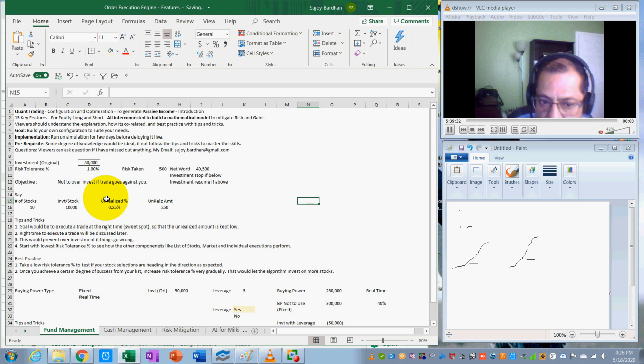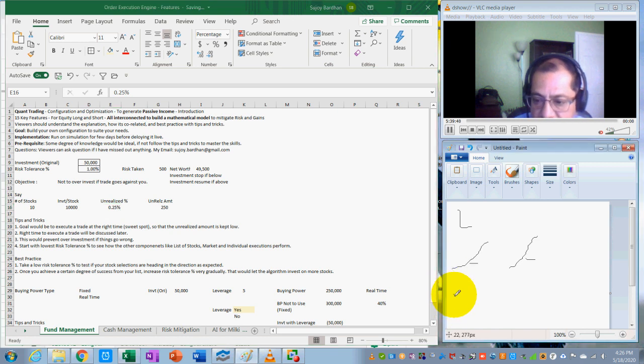So what is happening is even if the unrealized amount goes down by 0.25%, it means you are expecting it to go up, but it went down and then again it came up. So this range is your 0.25%, which I'm talking about at this point here. Your stop loss could be at 1%, 2%. That's a different thing, which we will talk about later.